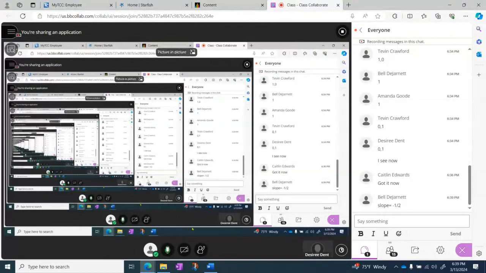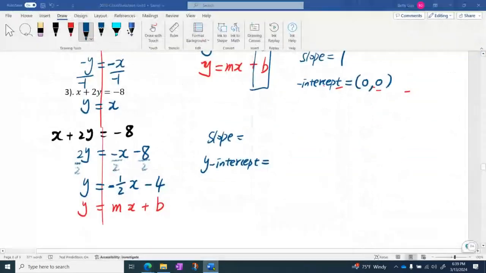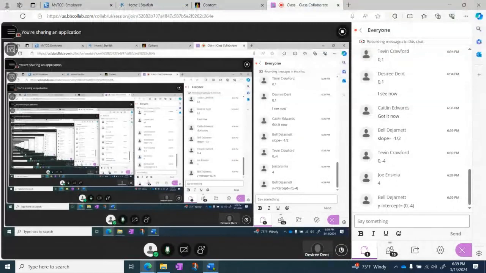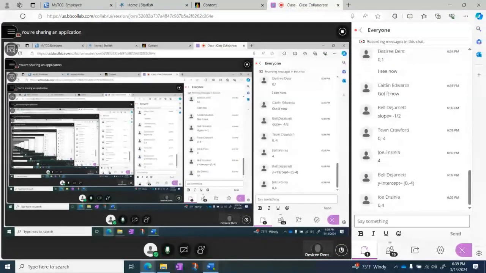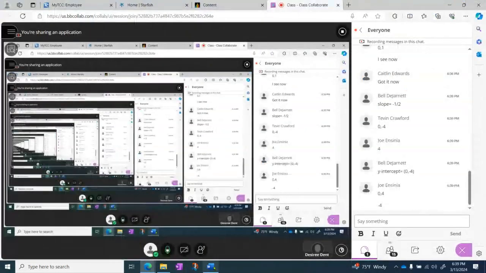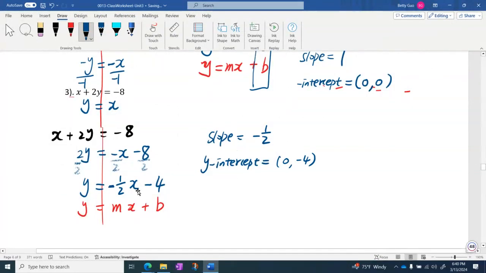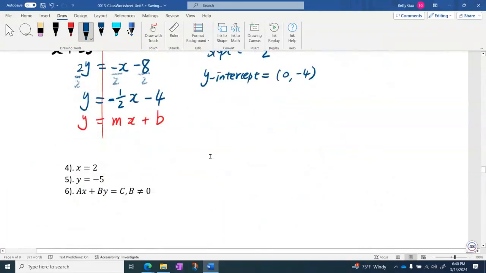Slope is -half. Awesome. Thank you, Belle. What's the y-intercept though? 0, -4, right? Do we have this negative sign? The constant is -4. Perfect. Thank you, Joe. So the y-intercept is 0, -4. Slope is -half. You guys do a lot better. So the more practice we do, the better we get. Very good.